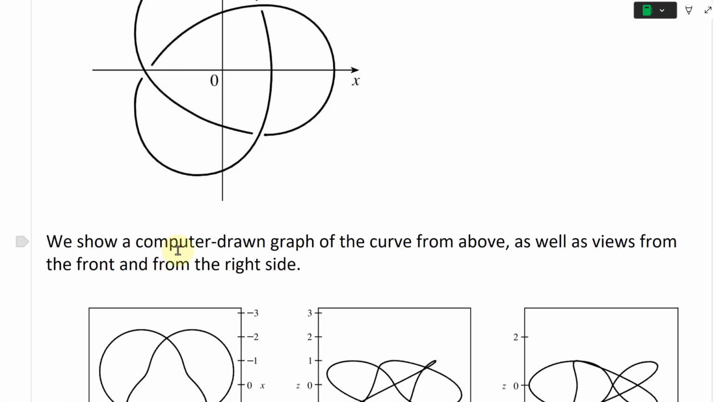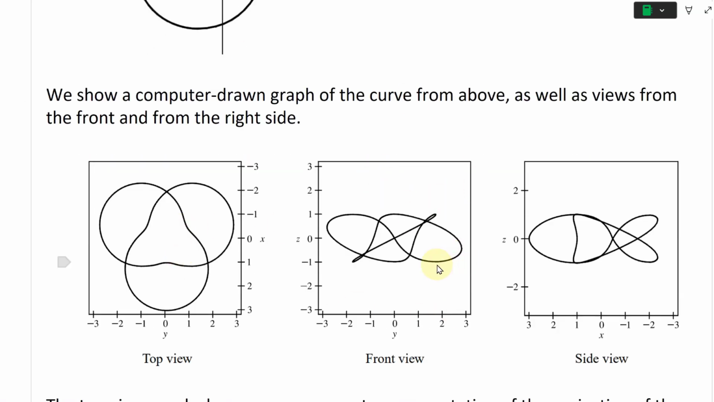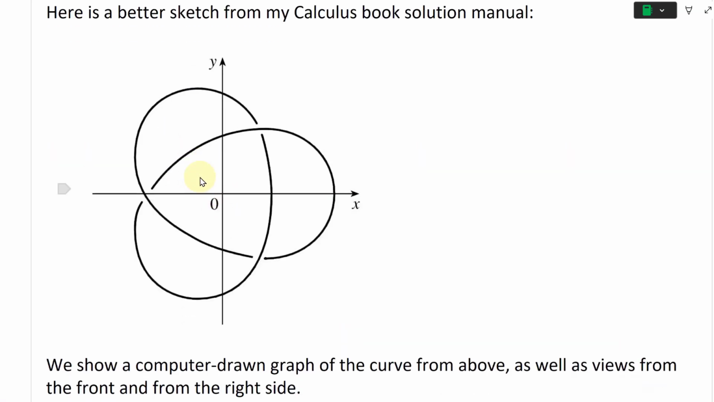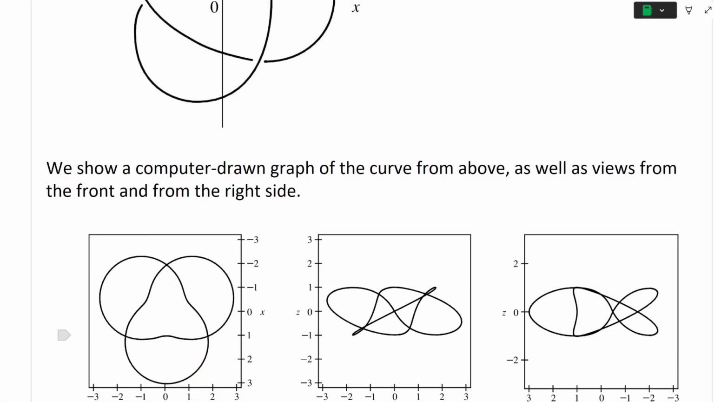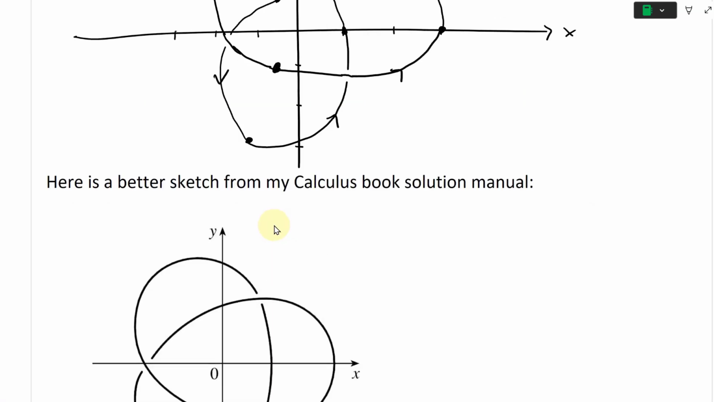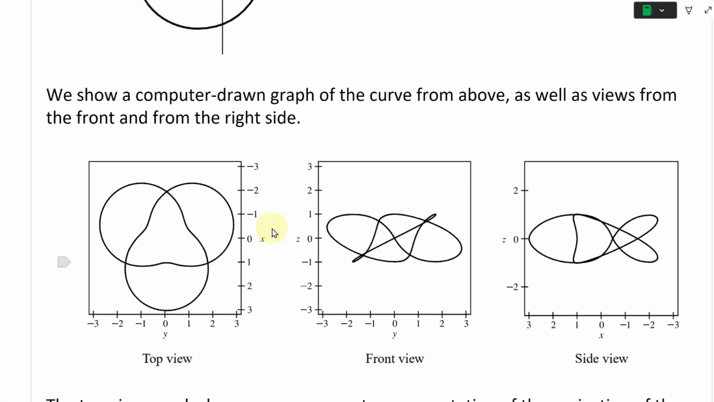Here is my calculus book solutions manual. It provided these graphs as well. So we show a computer-drawn graph of the curve from above, as well as views from the front and from the side. This is how it looks here. Note that the Y is on the bottom here, the X is on there. And notice that it looks very similar to ours, except there are these little inflection points.